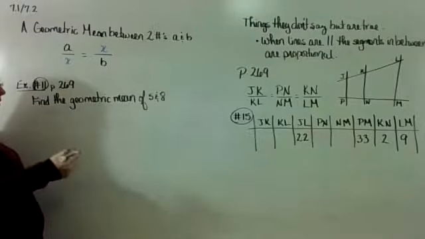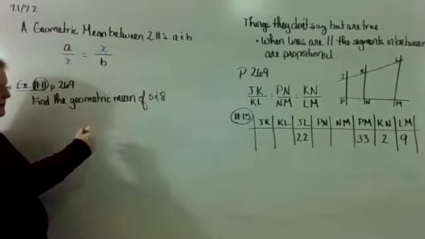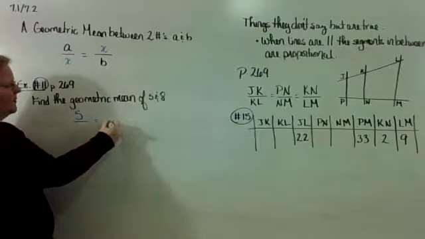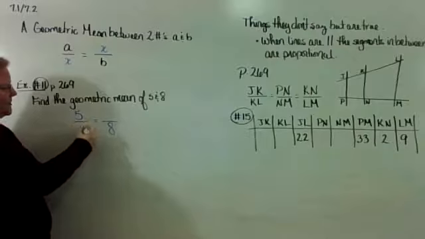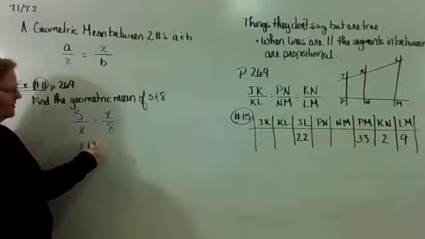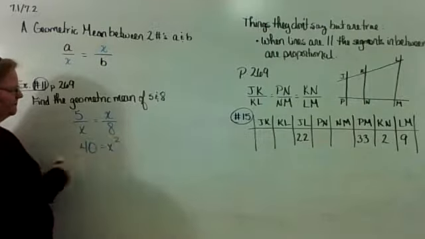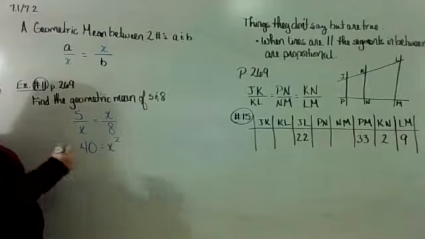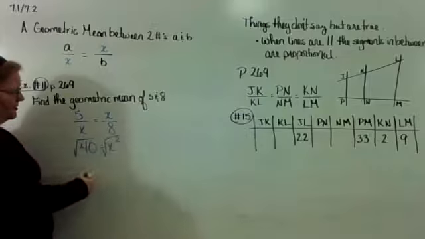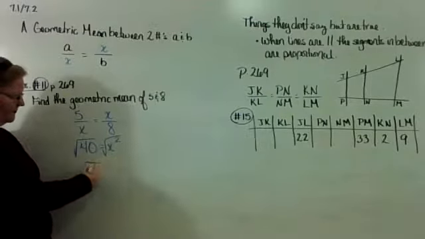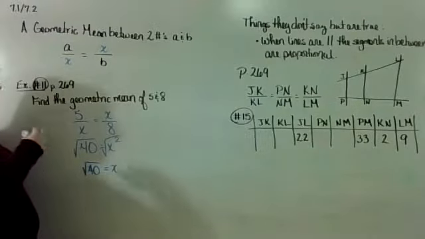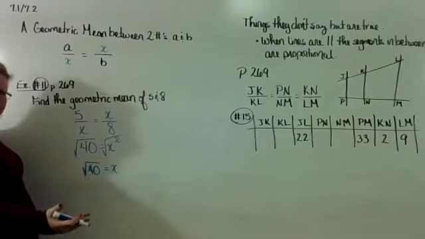Go ahead. Okay, so in order to find the geometric mean of 5 and 8, 5 would have to be my first number. 8 is my last number. And I'm looking for the stuff that's in between. So that means that 40 has to equal X squared. And then we just take the square root of both sides. That gives me the square root of 40 is equal to X.